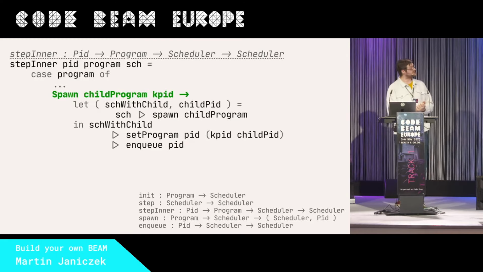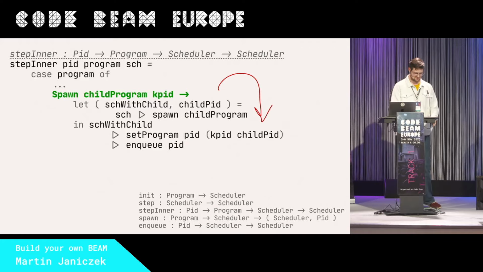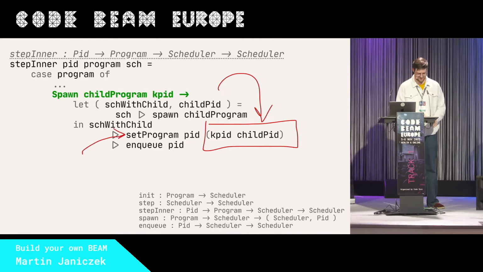Now, this new instruction, spawn, reuses the helper that we have already defined and used before, right? Spawn. We get the PID from it, which we can use for the continuation. And so we let the parent remember its new program. We enqueue the parent. And the child is already enqueued because the spawn function does that.